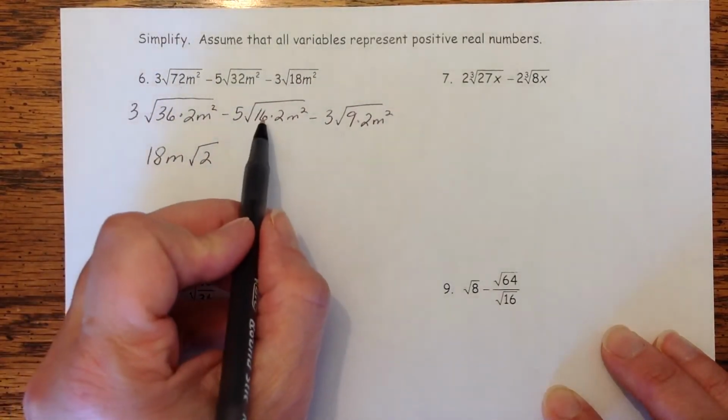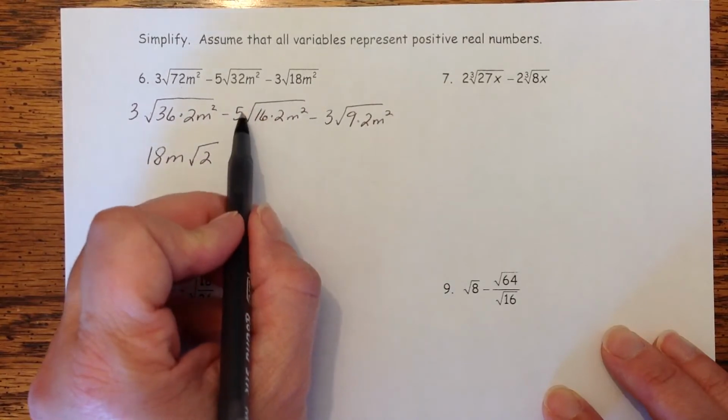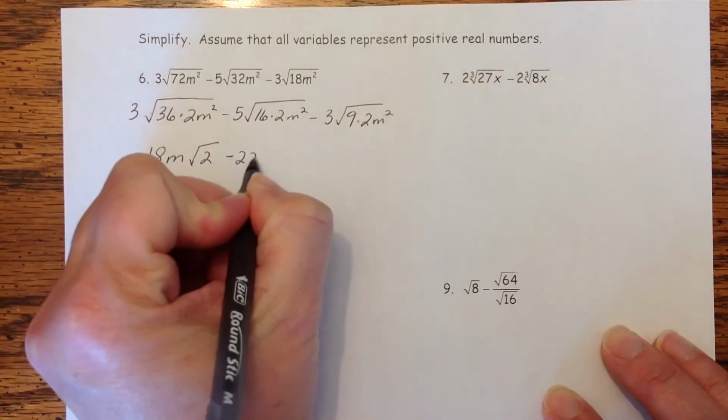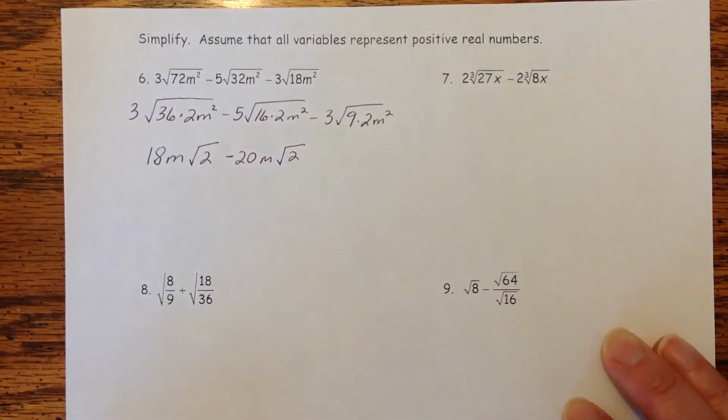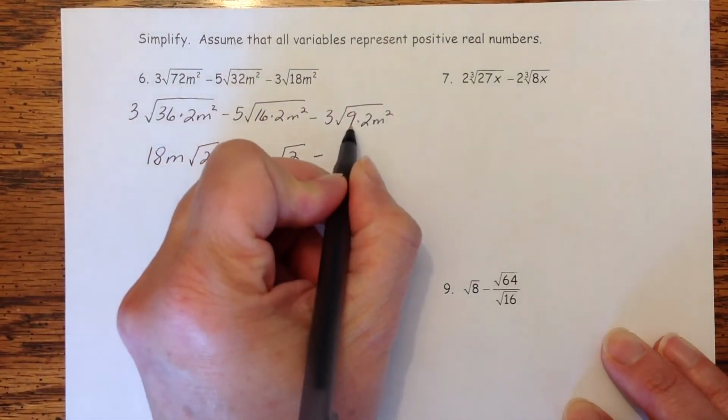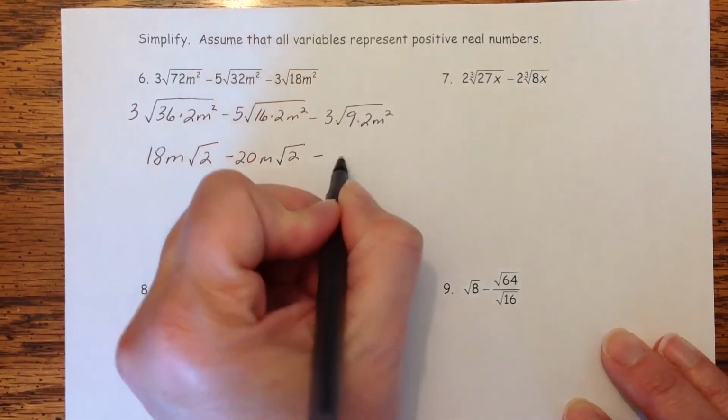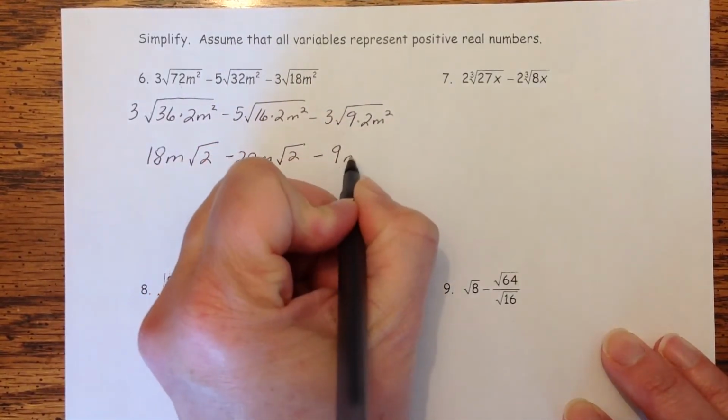Now I'm going to go again. The square root of 16 is 4. 4 times 5 is 20. The m squared comes out as m, and I'm left with the square root of 2. Minus, one more time, square root of 9 is 3. 3 times 3 is 9. Square root of m squared is m.